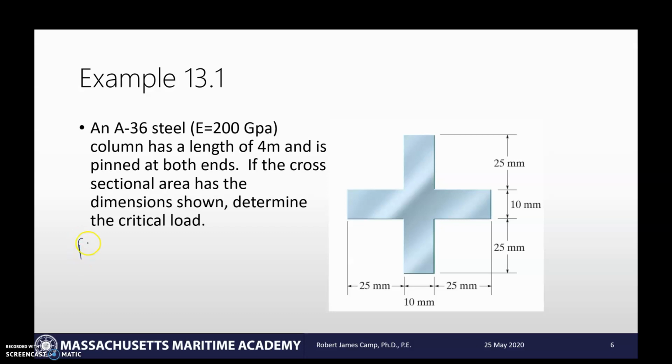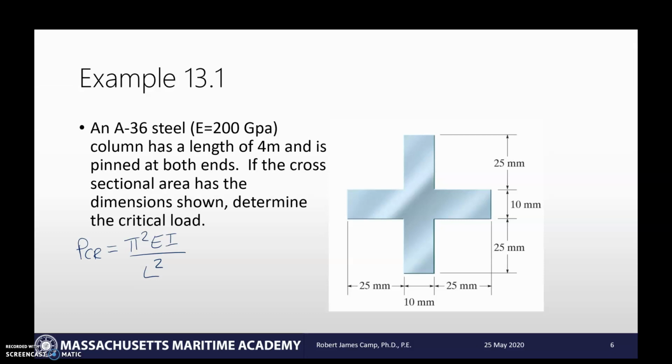And remember, the critical load, that is where our column will buckle, and that's given by the Euler equation, pi squared EI over L squared. Now, that's important. It's pinned at both ends, so it falls into that ideal column that we dealt with.